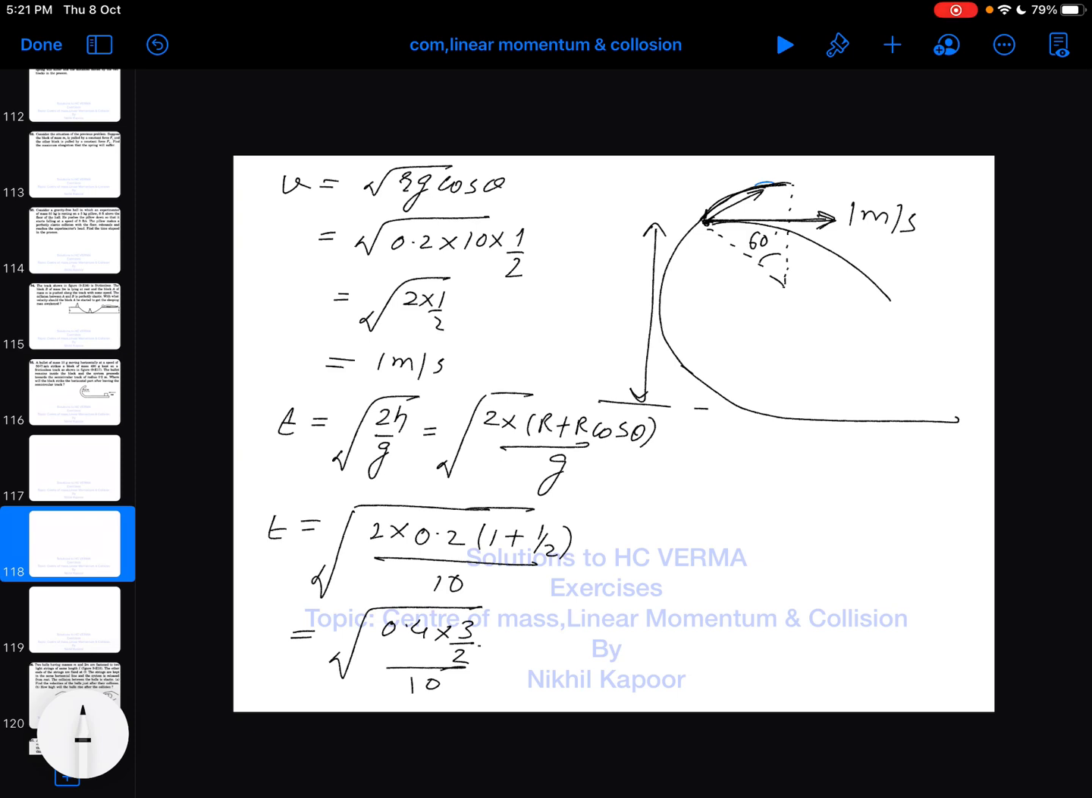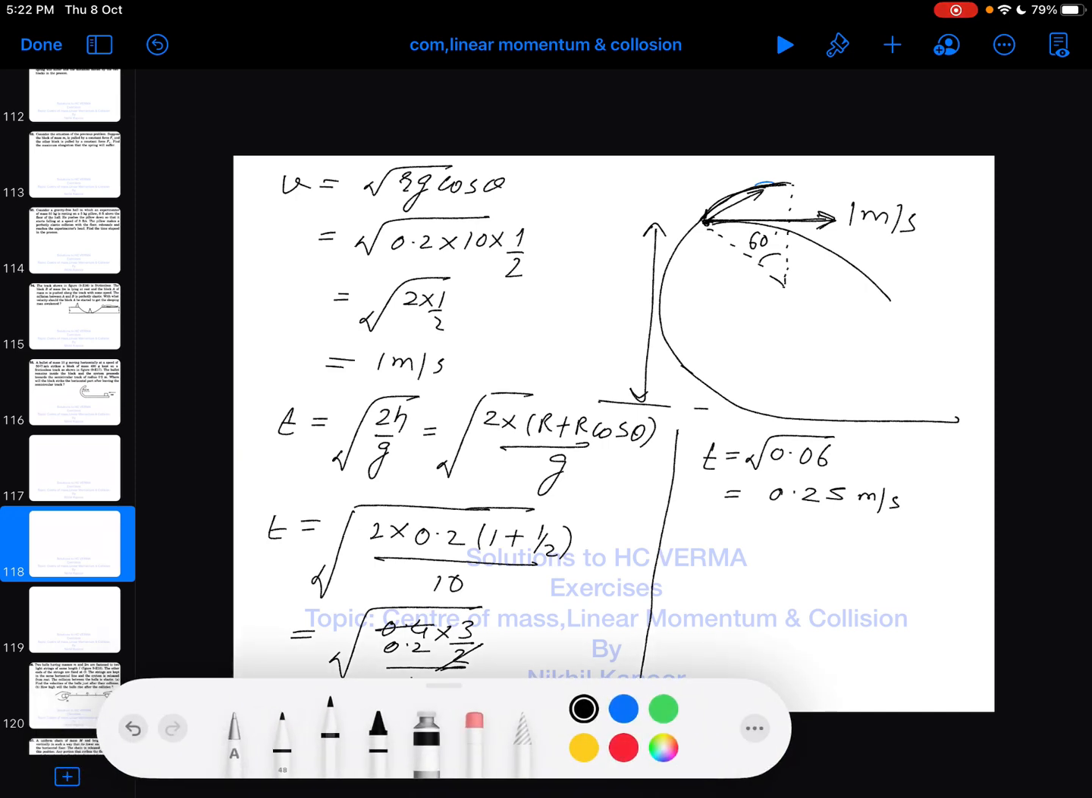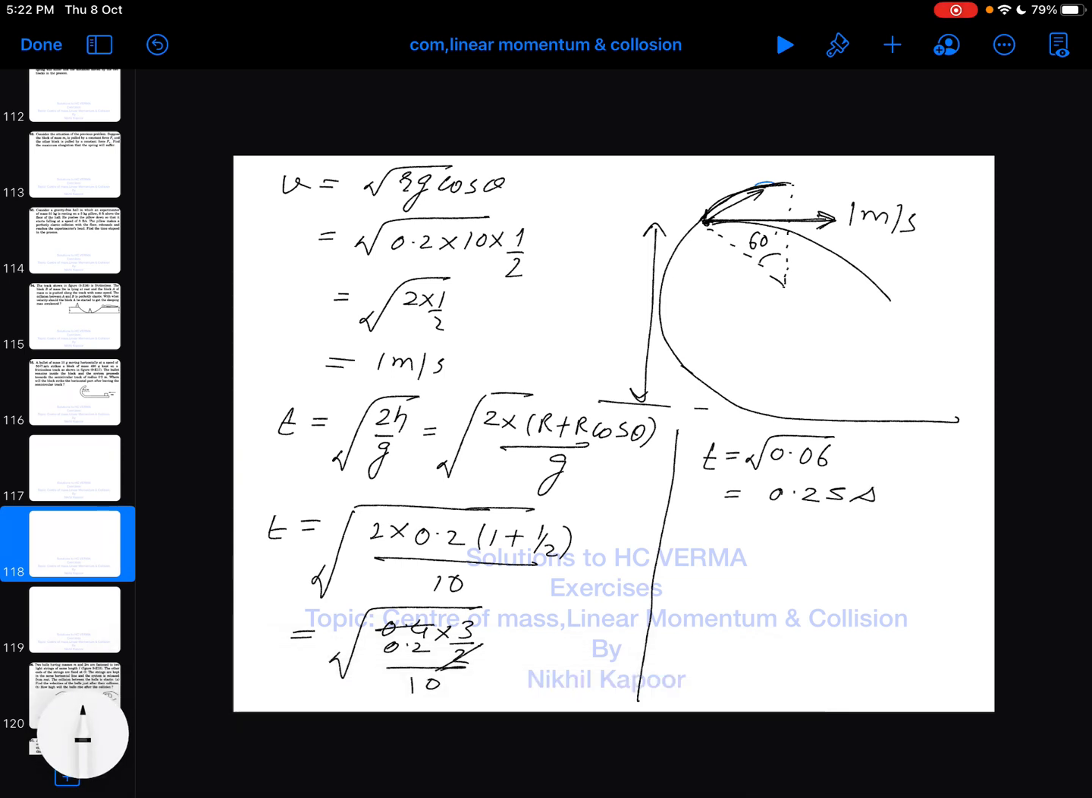So let's solve this. So it will be 0.2, 0.2 into 3 will be 0.6, and that will be root of 0.06. So the time comes out to be under a root of 0.06. 0.06 is very nearer to 0.25 squared, because the square of 25 is 625, which is nearer to 600. This is not meter per second, it is time, so that should be in second. We have got the time.